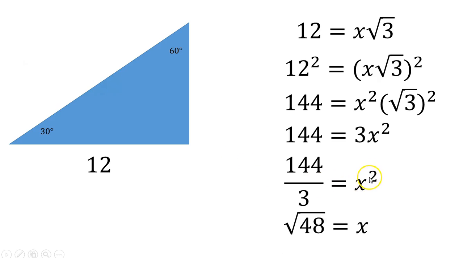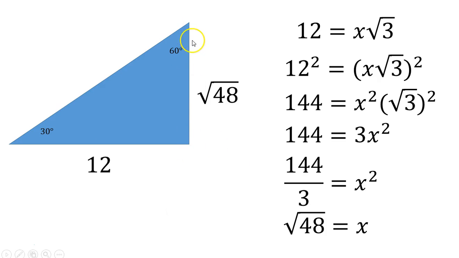And then I can get rid of the x squared by just taking the square root of both sides. So x is the square root of 48. And I'm just going to leave it as the square root of 48 because I don't know what the square root of 48 is. It's an irrational number, so no clue. So I'm just going to leave that as the square root of 48. That's the length of x, otherwise known as the short leg. So the short leg is the square root of 48.